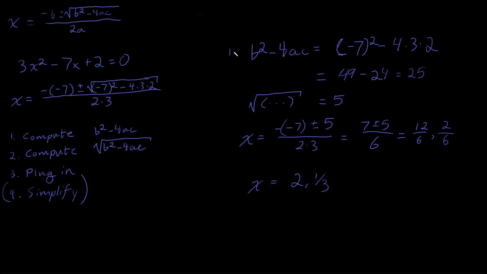So labeling the steps, this is 1, 2, 3, and 4. And if you look, that's a whole lot less writing than going through this way. And less writing in math, generally speaking, means fewer mistakes.